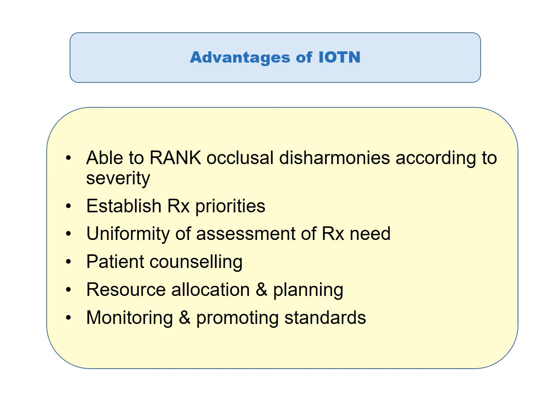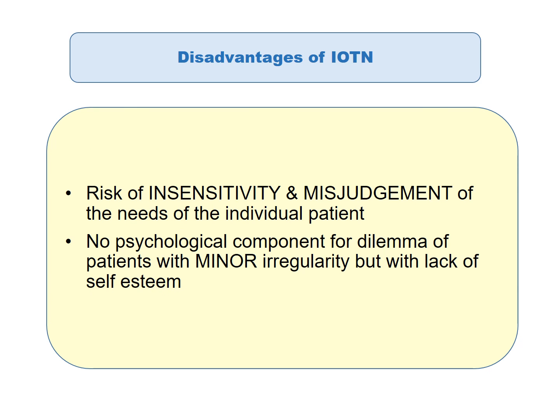Now, what is the advantage of using an IOTN index? It is able to rank occlusal disharmonies according to severity. It can establish treatment priorities, and it is uniform in assessment of treatment need. It can be used to counsel the patient. It can be used to plan and allocate resources, and it can be used for monitoring and promoting standards. However, it has no psychological component for the dilemma of patients with minor irregularity but with lack of self-esteem.